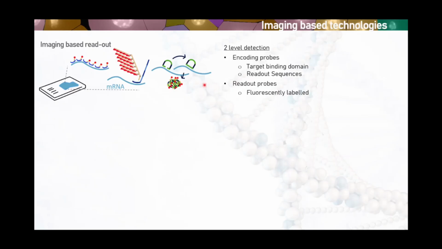But in all these cases, the probes will have two parts: a binding domain that will hybridize to our mRNA, so here, this little part or these parts here. And all these probes have as well a readout sequence. The readout sequence is there because then we have a second round of hybridization with the readout probes. These probes are usually fluorescently labeled, and then they will bind to the encoding probes.